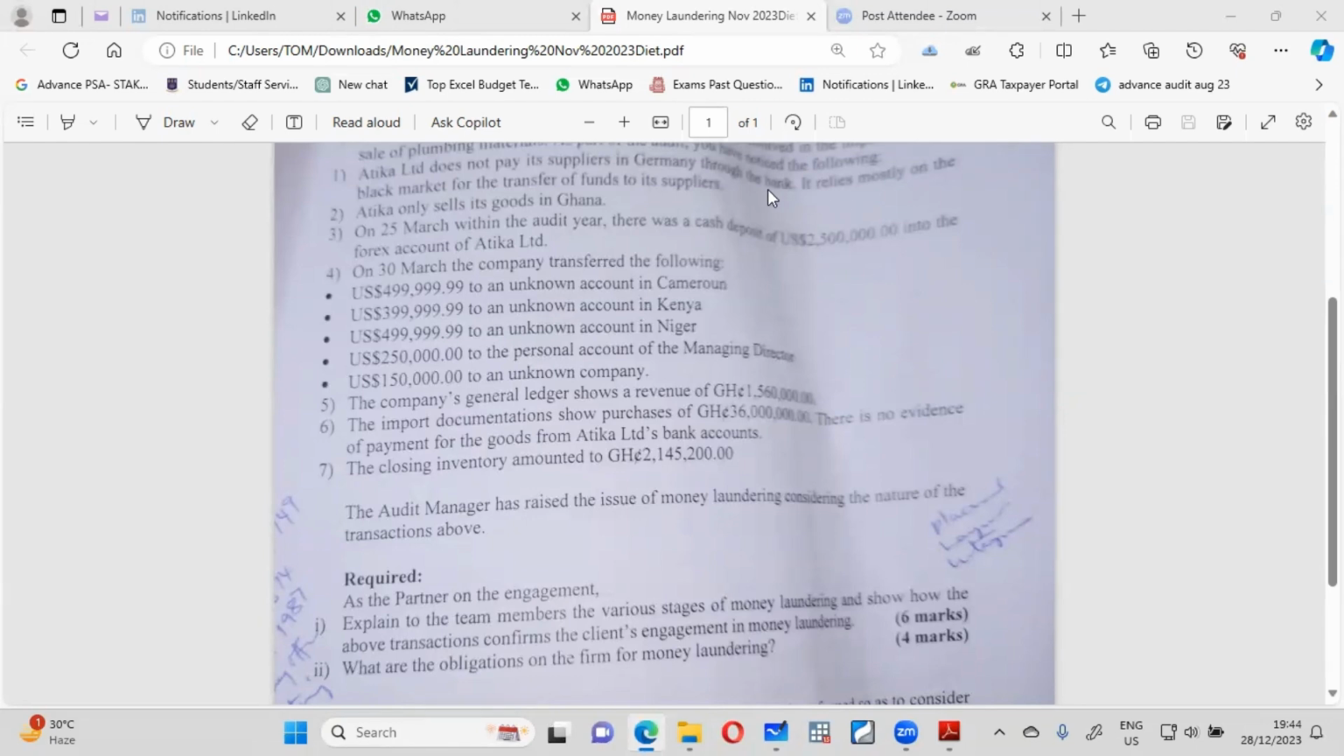Yes, sir. Please, I did not get the explanation for why the examiner used the 25th March. Is it that the financial statements are supposed to be presented? No, it's not about the financial statement. It's about the timing they did the deposit and the timing they are spreading the money. Okay, 25th, 30th.